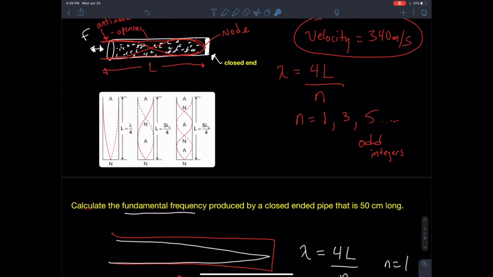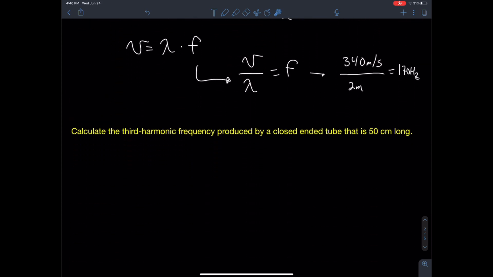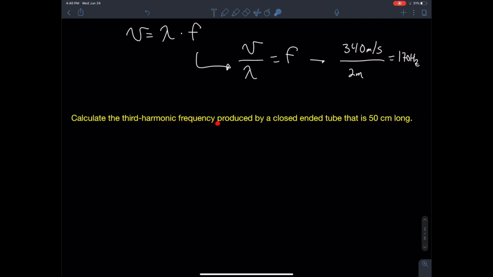Okay, so if we go back here, these are the harmonics. So let's look at the next harmonic. This harmonic is called the third harmonic because n is equal to 3. And you can see that the harmonics skip. I've got a first harmonic, a third harmonic, and a fifth harmonic. That's very unique to closed-end pipes. There's no second and there's no fourth. It's always odd integers.